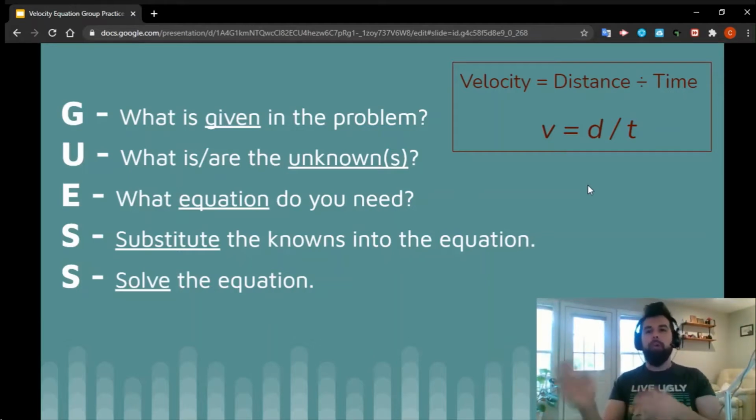But later on, there will be more equations to pick from. It's going to be fantastic. You're going to love it. But for now, let's move on.